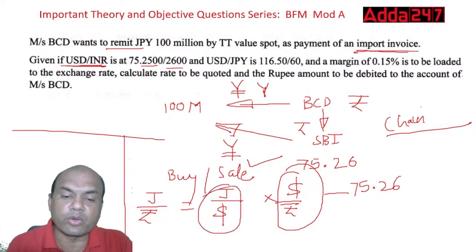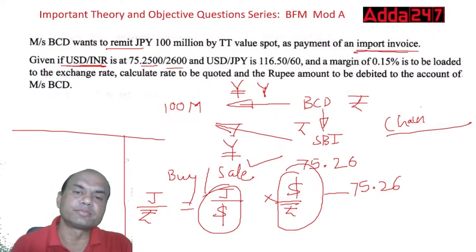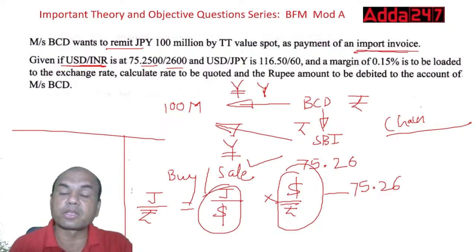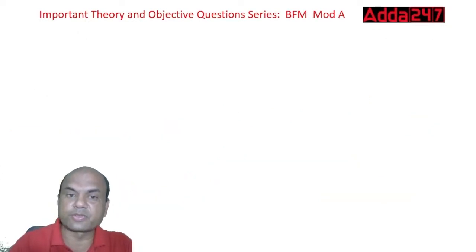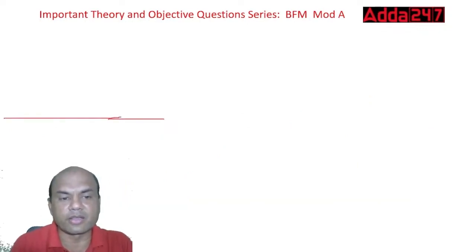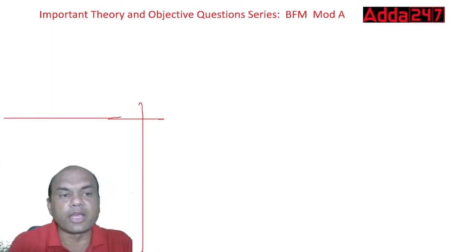Do I have JPY to dollar? Check this. I am having dollar to JPY, but I want JPY to dollar. So what will I do now? It's reverse, right? Let me first draw this line here, otherwise it goes behind me. So I'll have dollar to JPY.